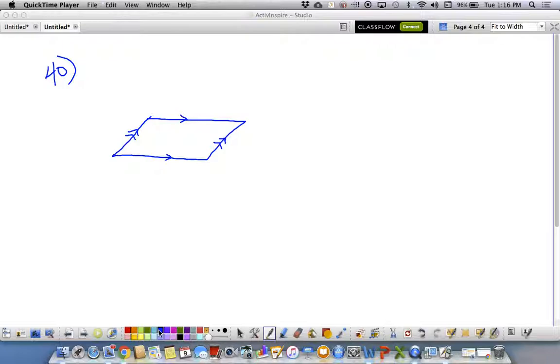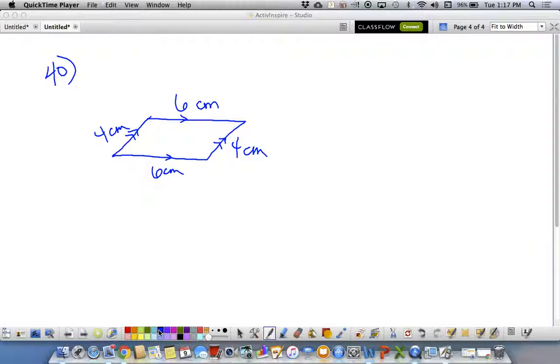So if this is 6 centimeters at the bottom and this is 4 centimeters, this is 6 centimeters, and this is 4 centimeters. The sides of a parallelogram: one angle is 58, while another is 122. How do you know which one is which? What do you know about the angles in a parallelogram?